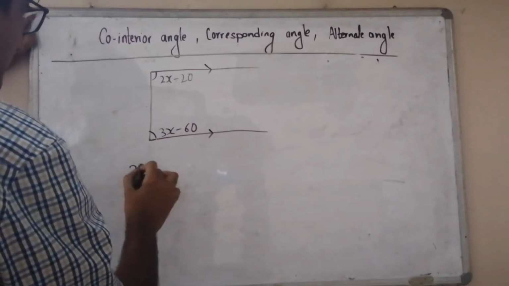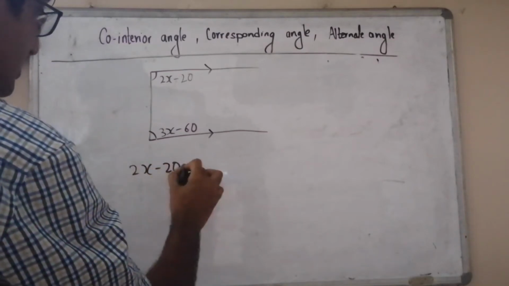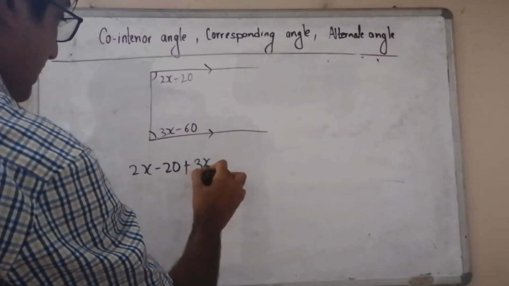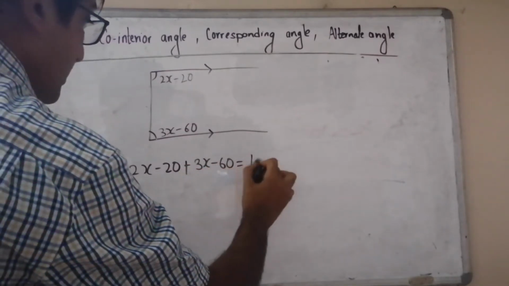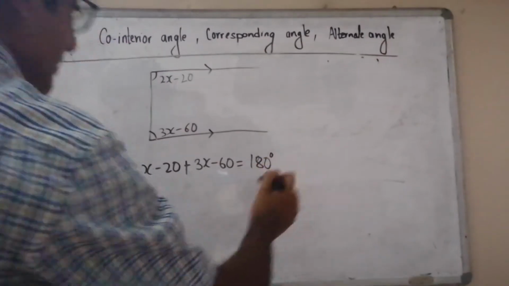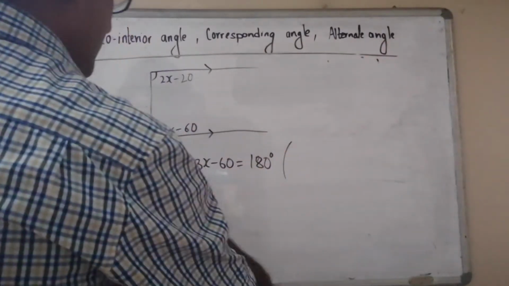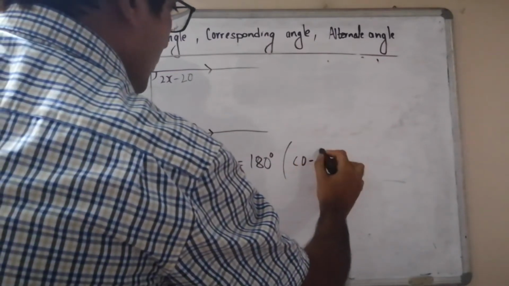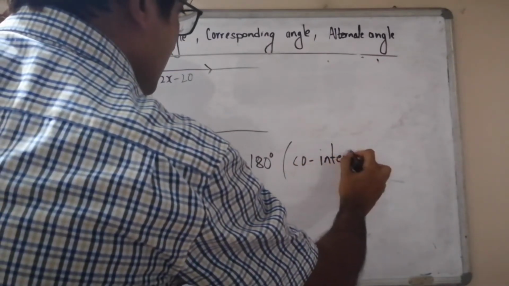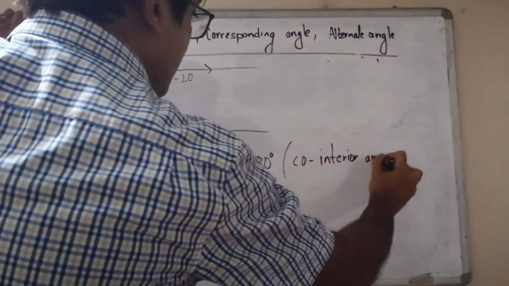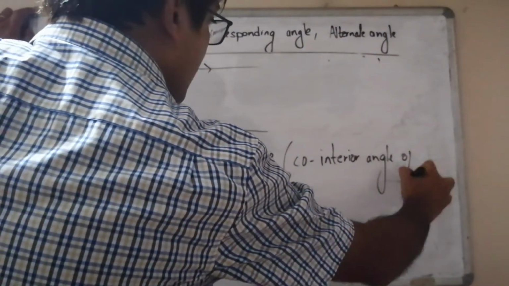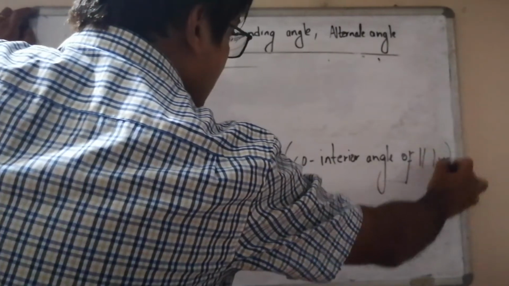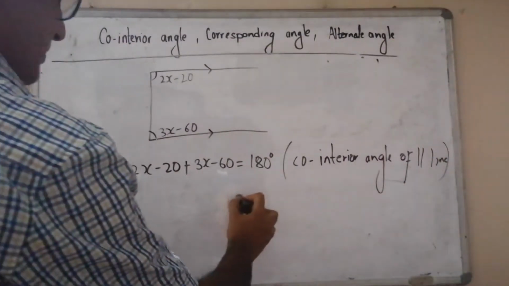So we know that 2x minus 20 plus 3x minus 60 gives us 180 degree. Reason is co-interior angle of parallel line. So let us solve this first.